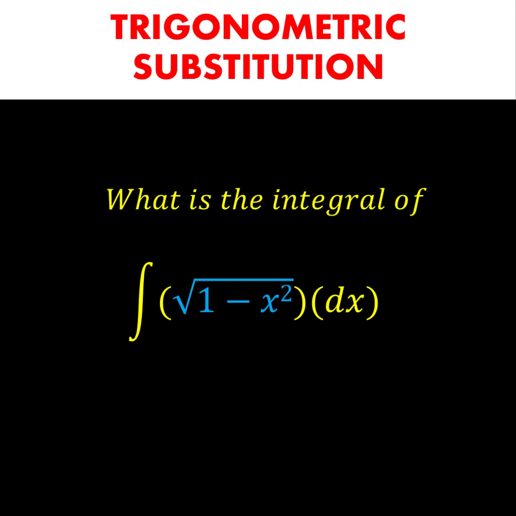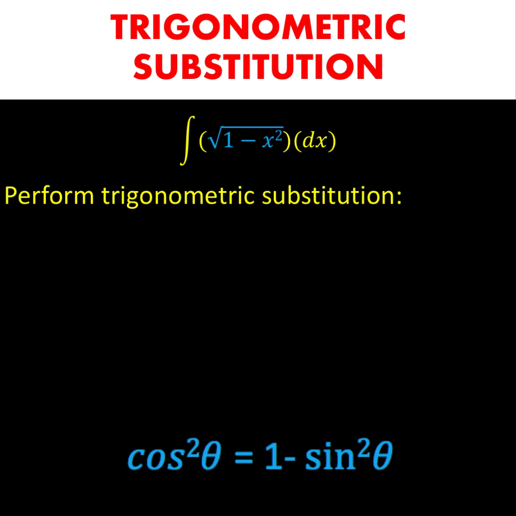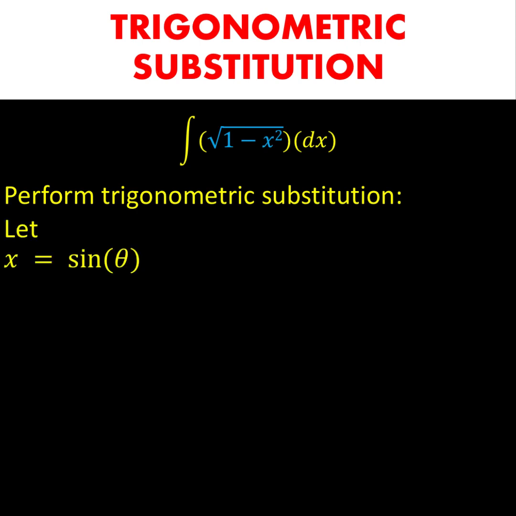And recall that in our trigonometric identities, cosine squared theta is equal to 1 minus sine squared theta, which fits perfectly to the form of 1 minus x squared. So what we are going to do is perform these substitutions. First, we let x be equal to sine of theta, and dx is equal to cosine theta d theta.